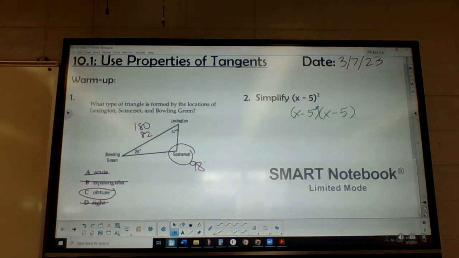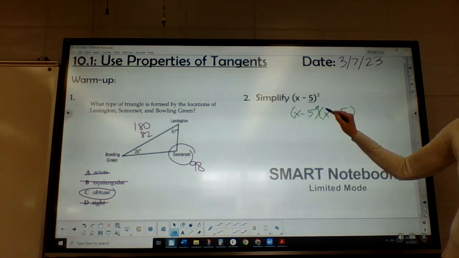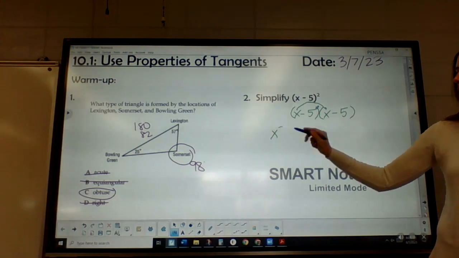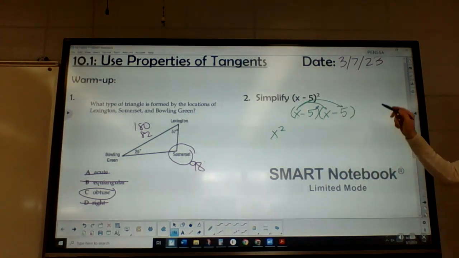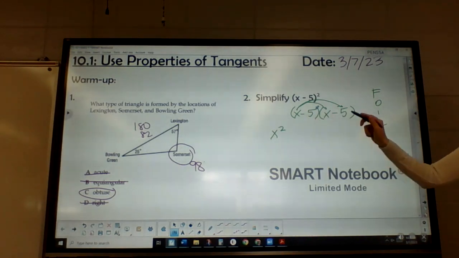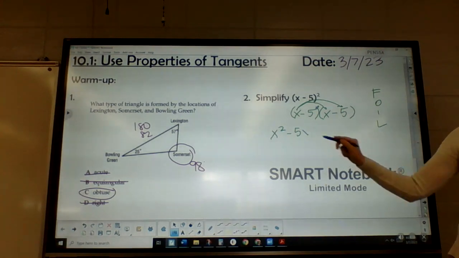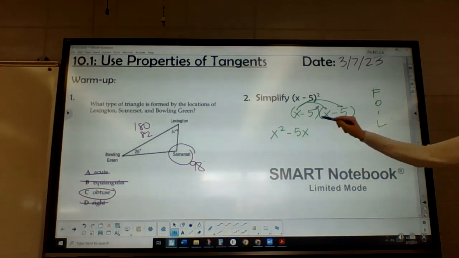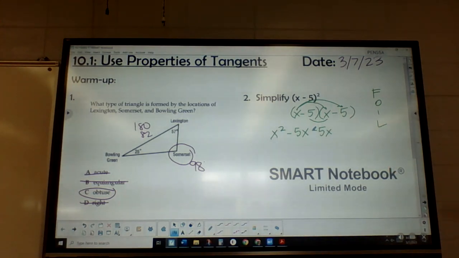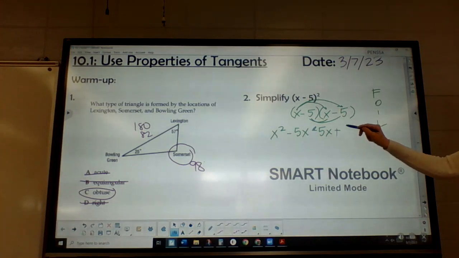Once we get to this point, we do something we call FOIL. My algebra students are learning FOIL today, so it's something you've probably learned almost a full calendar year ago. When we do that, we multiply the first terms together, so x times x is x squared. The outer is x times negative 5, so that's a negative 5x. Inner is also a negative 5x. And then last is a positive 25.